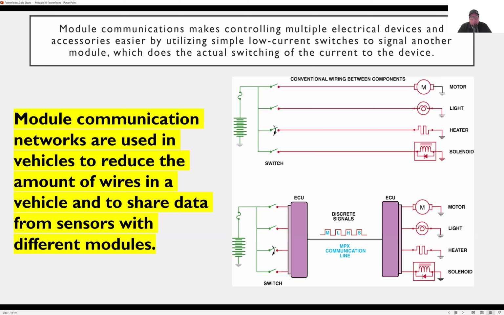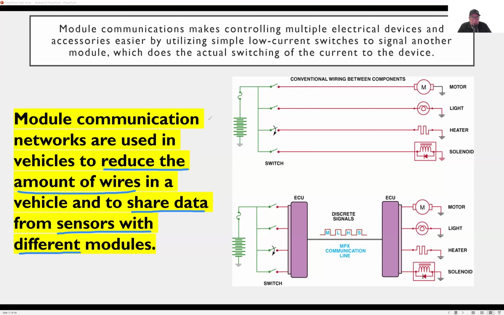Okay. The reason they do this, it says right here, is to reduce the amount of wires in the vehicle, and to share data from sensors with different modules. So we want to reduce wiring, and every time you reduce wiring in a vehicle, you save money when you're producing that vehicle. Because remember, vehicles are produced in the millions. We're not talking a few hundred. We're talking millions of vehicles.